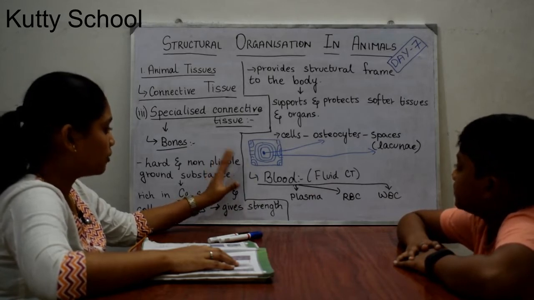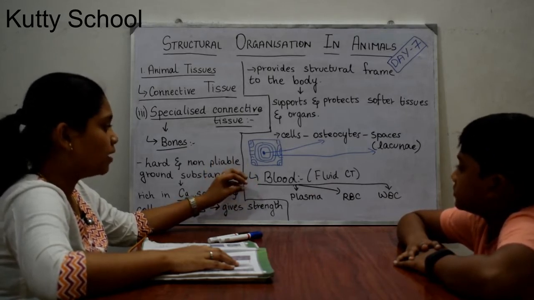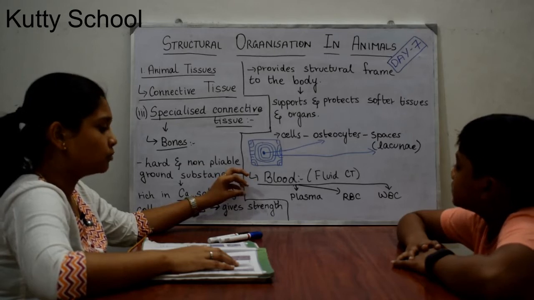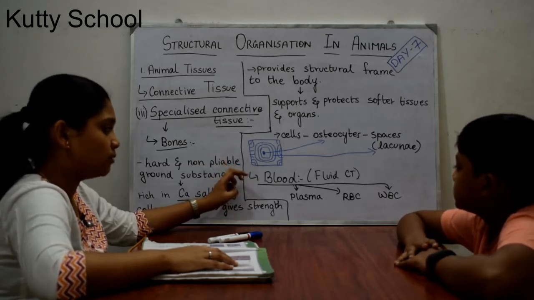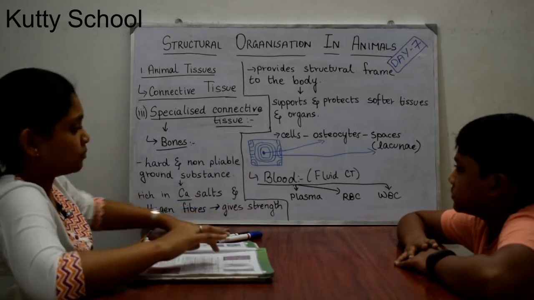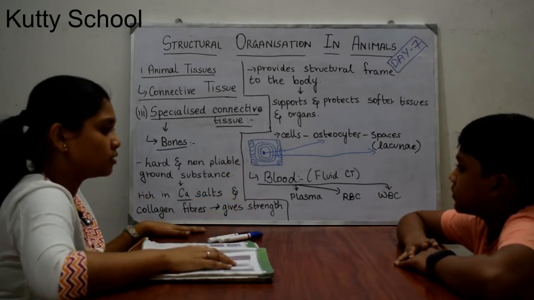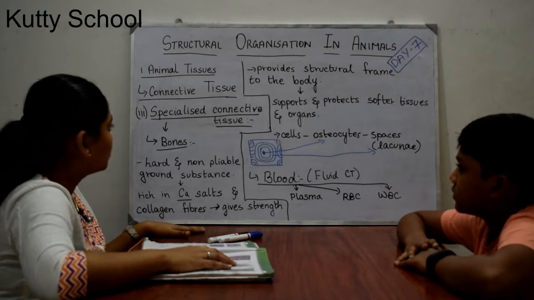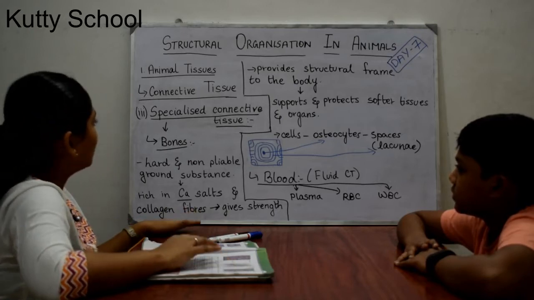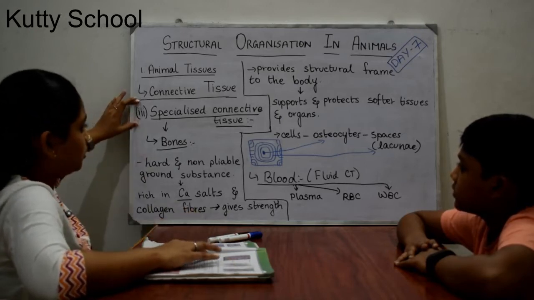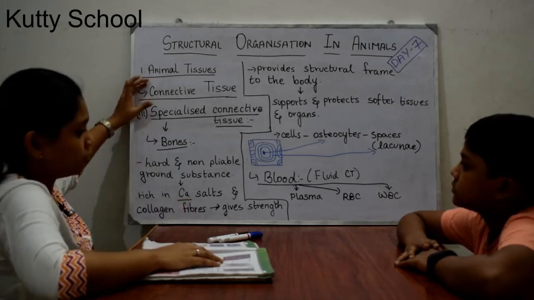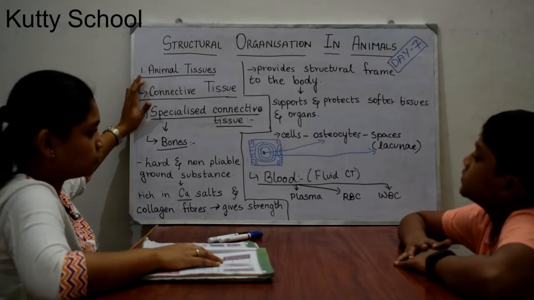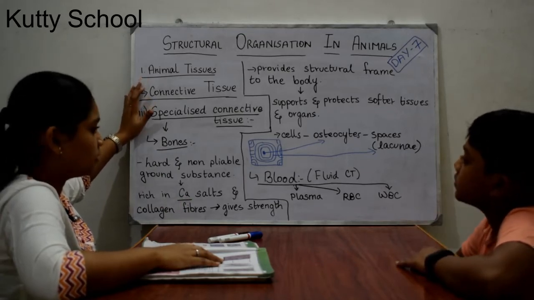So now we are coming to blood. Blood is a fluid connective tissue and it is composed of plasma, RBC, WBC, platelets and everything. It comes under plasma. So this is about blood. With this, the specialized connective tissue is over, and connective tissue is also over. We have seen everything: loose connective tissue, dense connective tissue and specialized connective tissue.